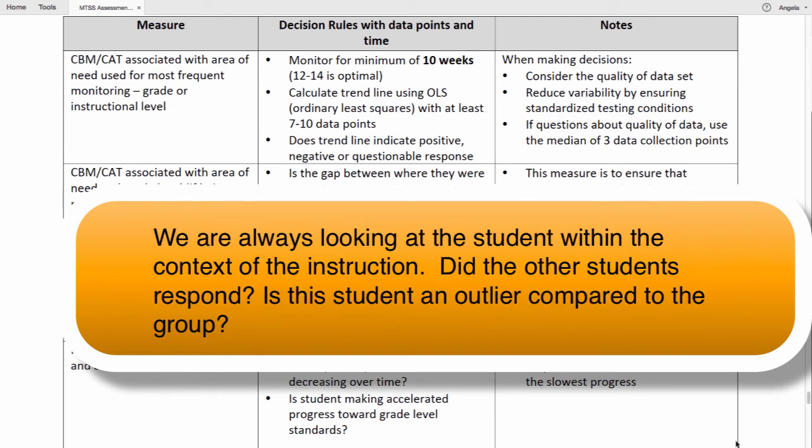Of course, within this interpretation, we are always looking at the student within the context of the instruction they're provided. In other words, did other students respond? Is the student really an outlier compared to the group, or is his progress what other students are making?